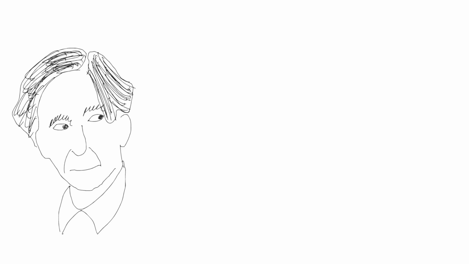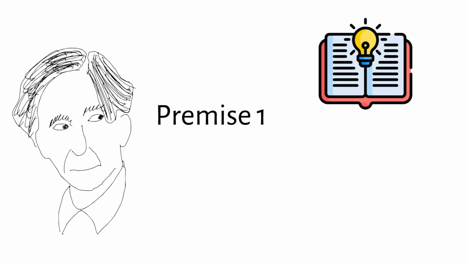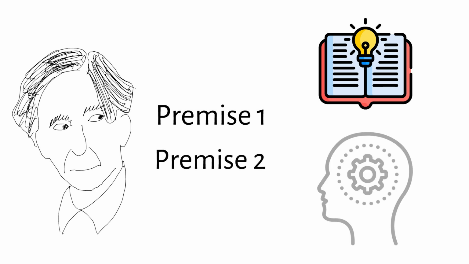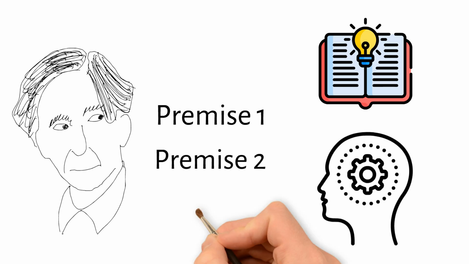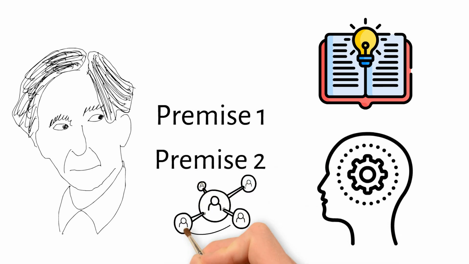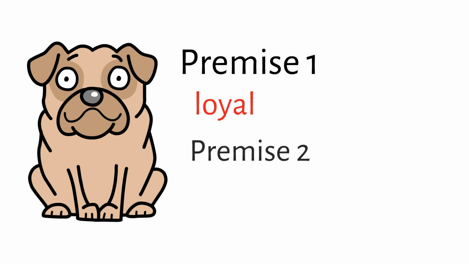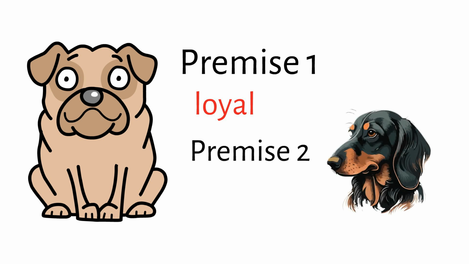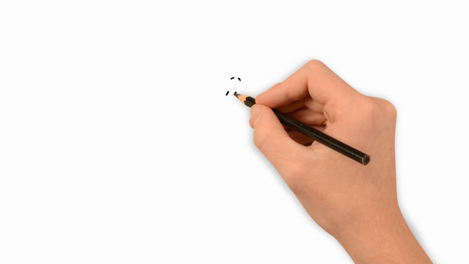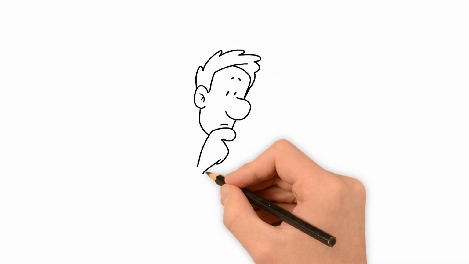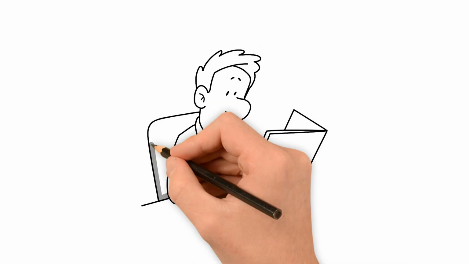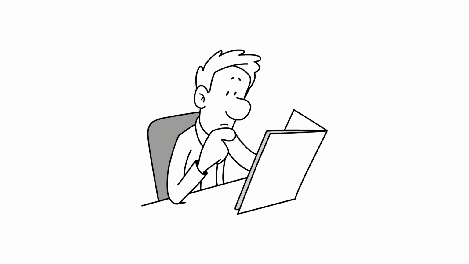Now let's do a philosophy syllogism. Premise 1, all philosophers seek knowledge. Premise 2, Descartes was a philosopher. Conclusion, therefore Descartes sought knowledge. Let's do dogs. Premise 1, all dogs are loyal. Premise 2, Max is a dog. Conclusion, therefore Max is loyal. Syllogisms like these illustrate the power of logical reasoning to connect ideas clearly and effectively.